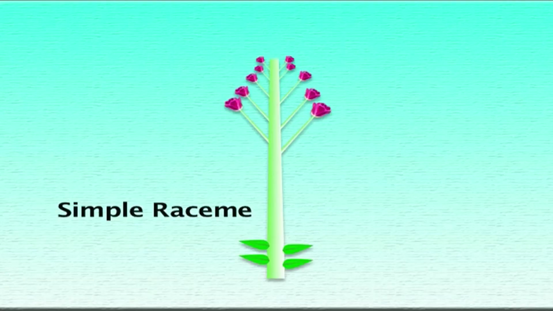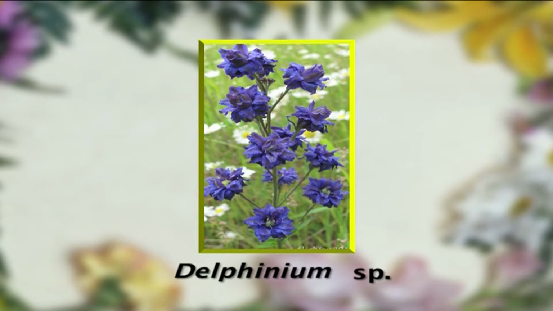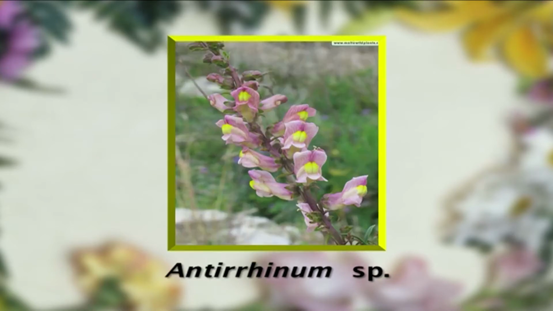In this, the main axis is elongated and unbranched. It bears pedicellate flowers in an acropetal succession. The examples of simple raceme are brassica or mustard, delphinium or larkspur and antirrhinum or snapdragon.